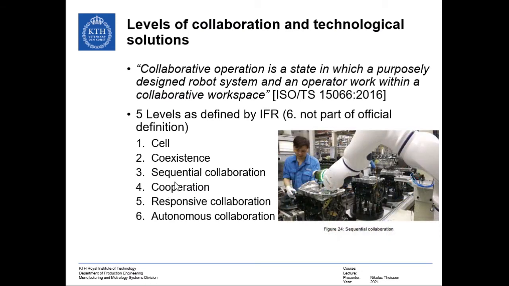Then the next one is sequential collaboration. In sequential collaboration, both the robot and the worker are active in the same workspace, but their close proximity movements are sequential, that is, only the robot or only the worker moves. This kind of collaboration may, in addition to the before named devices, also use audible and visible warning systems, mechanical limits, as well as position switches.